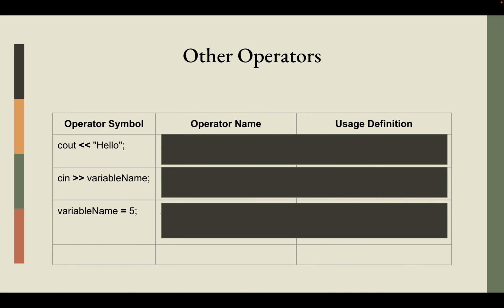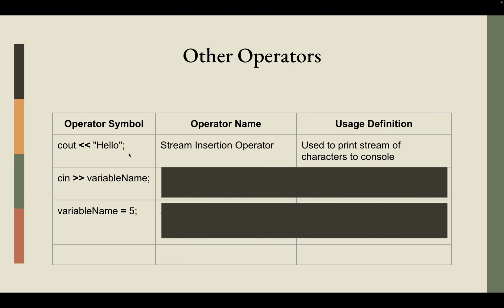Cool. So that's 5 arithmetic operators. And we've also already been using 3 operators. We just haven't formally defined them. So the first one is what we use to print to the console. These 2 less than symbols put together, that's what we call the stream insertion operator. And that's used to insert a stream of characters into the console for the user to see.